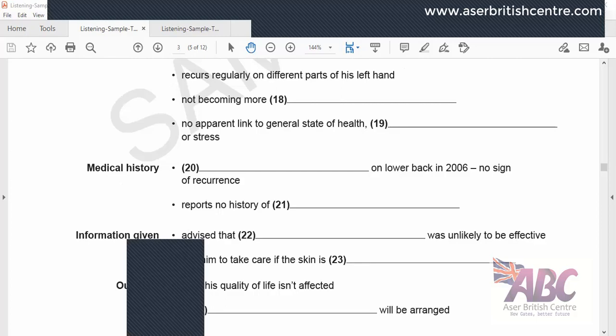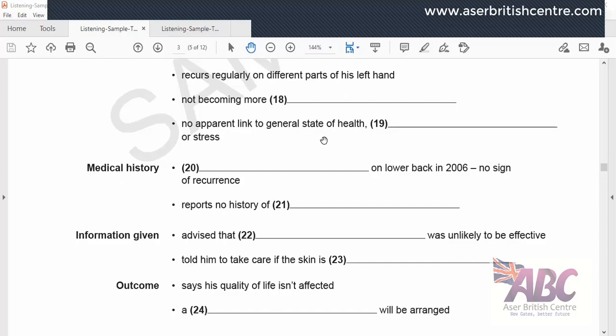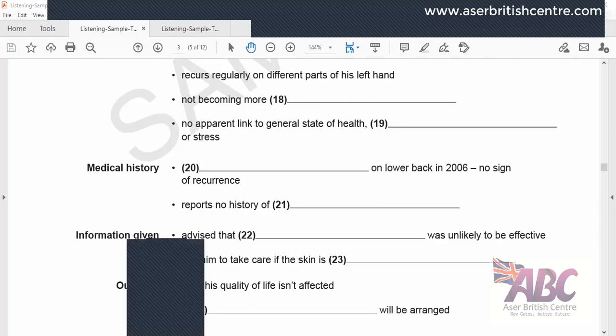And it doesn't seem linked to anything in my daily life. Like it doesn't seem to happen when I'm run down, for example, or because of anything in my diet, or if I'm under a lot of pressure at work. Diet, maybe pressure of work, something like that.